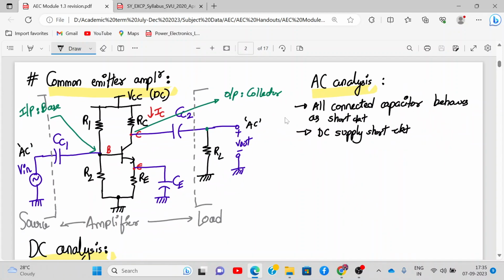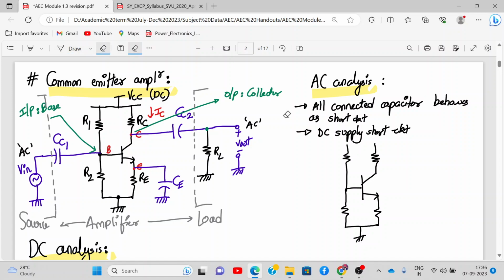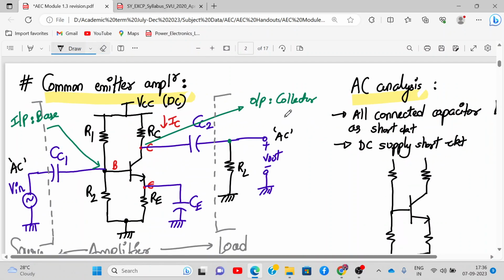Okay, now we'll draw the circuit again, replacing all the capacitors by a short circuit, like this. All the resistors will be intact; resistors you draw as they are. This is my ground. Now this AC supply will be short circuited, so I'm connecting it to ground.